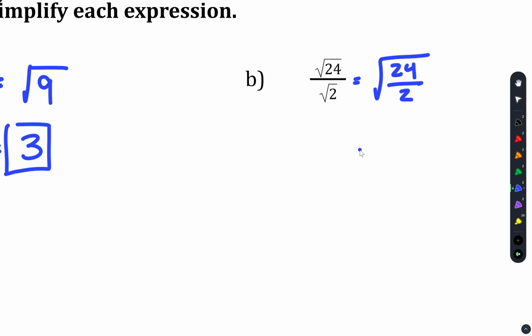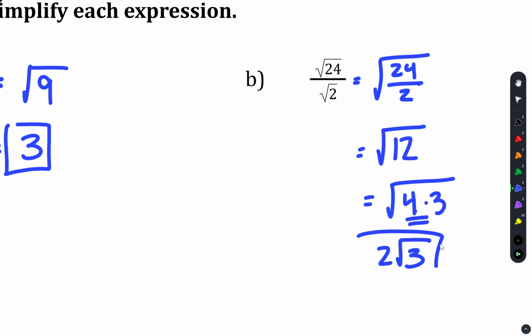What is 24 over 2? 12. Is that simplified all the way? No, I still need to split it up. I can split that into 4 and 3. We've done this one a million times, so I'll kind of go through it quickly. 4 becomes a 2, and we got a 3 left over. Good? Yes? Yes.